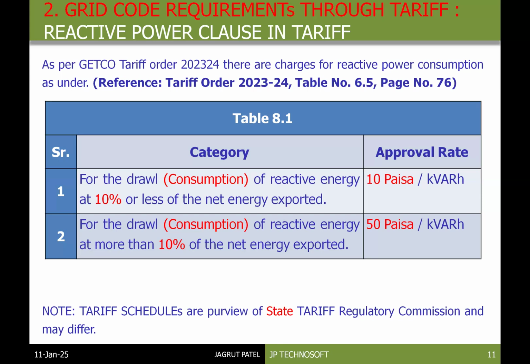So whenever we are using a GETCO network for getting the benefit of solar production at one point to the load at another point, we have to use this GETCO network. In those cases, the GETCO tariff order comes into the picture. This tariff order was recently updated in 23-24. It says that if your reactive energy consumption is less than 10% of your active energy generation, then 10 paisa per reactive energy will be applicable to you. And if it is more than 10 percent, then 50 paisa per reactive energy is applicable on your tariff. I will explain this in the case study we have done, which will be at the last.